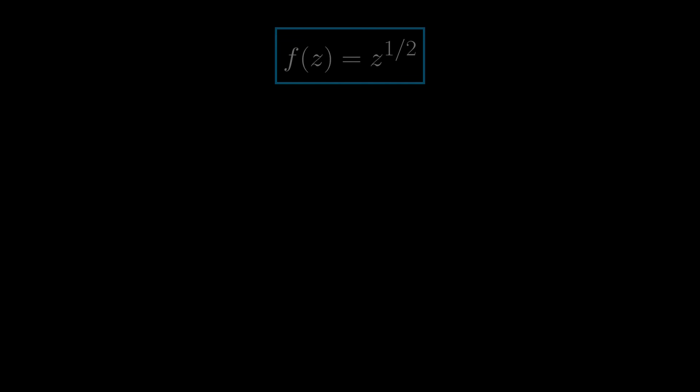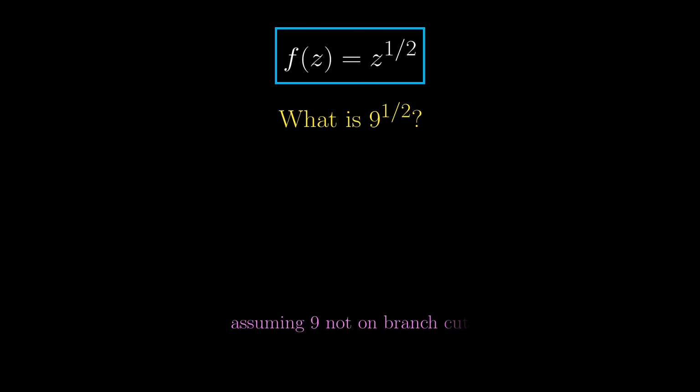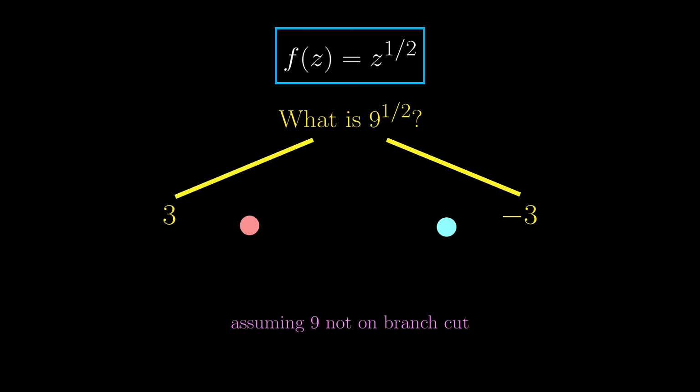Let's take a step back and focus on what this function really is. More concretely, what if z equals 9? We assume that 9 is not on the branch cut. In this case, there are two possible answers, namely 3 and -3, because both square to 9. Let's choose 3 for the time being, which corresponds to a light red dot. It could have also been -3 corresponding to a light cyan dot, because red and cyan are opposite colors on the color wheel. Now think about the points nearby 9.